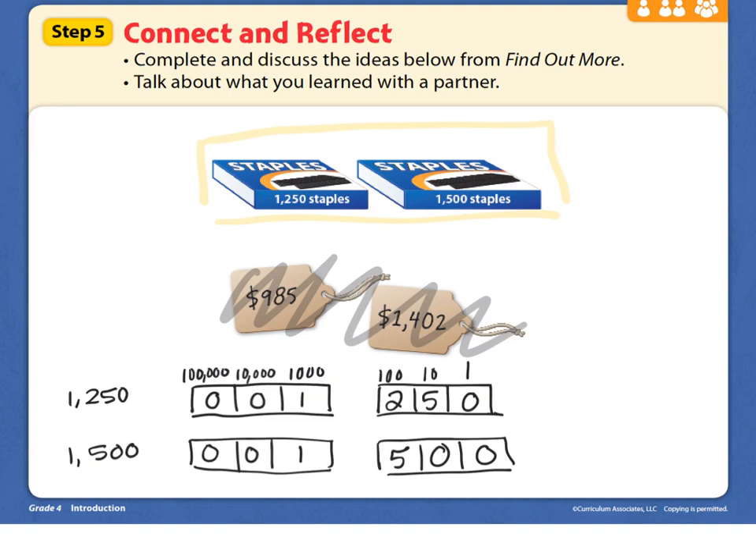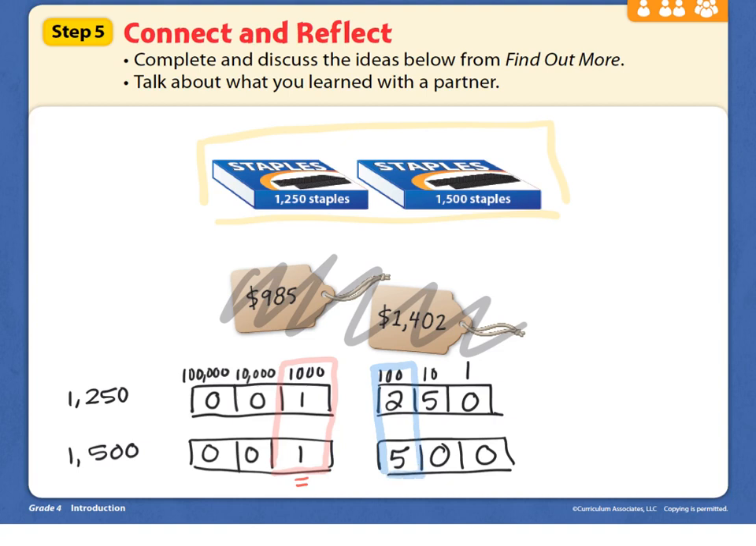Now I'm going to compare the two numbers. And again, it's important that I always start with the biggest place value that I have. For these two numbers, I don't have any 100,000s or any 10,000s. So I'm going to start by comparing the 1,000s. And because the 1,000s are equal, I know that's not going to help me, and I'm going to move on to the hundreds place.